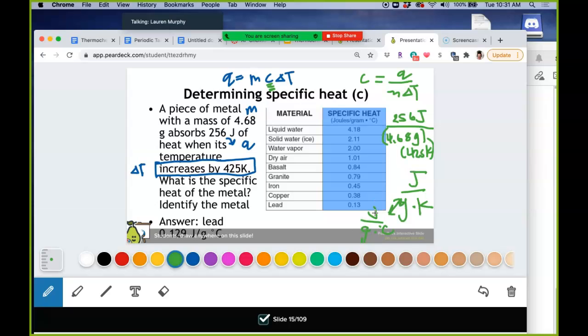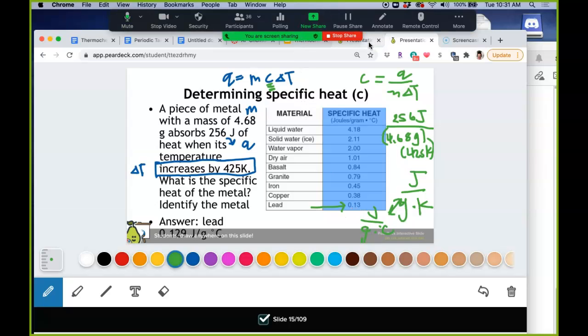Any questions on that? And so you get 0.129, and I say, okay, well, here's the chart. Who would you guess that this material is based on its specific heat? And that one definitely is the closest to lead, which is 0.13. How are we doing? Any questions before I move on?